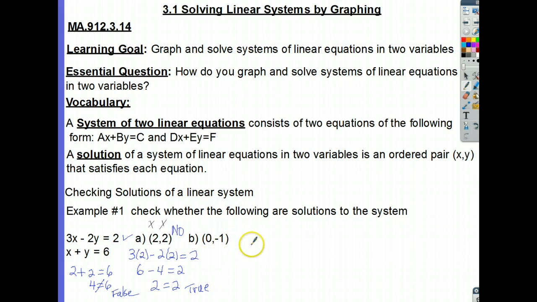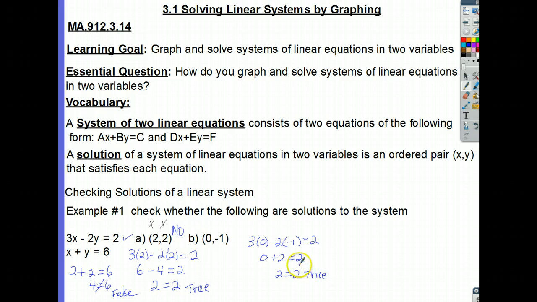All right, let's look at B. So let's plug B in. We have 3 times 0 minus 2 times negative 1, and let's see if that's equal to 2. 3 times 0 is 0. Now negative times negative is positive, so we have plus 2 equals 2. And 0 plus 2 is 2. We have 2 equals 2, which is true.